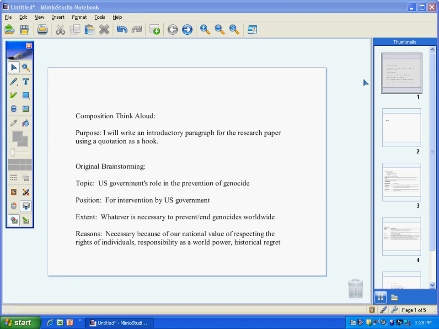This is a composition think aloud example for using an introduction with a quote. Our purpose is that we will write an introductory paragraph for a research paper using a quotation as a hook.